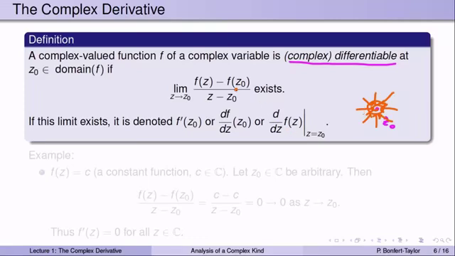If this limit exists, it's denoted f prime of z0. Sometimes we also use the notation df dz as a derivative of f with respect to z at z0, or just d/dz of f of z at z equals z0.